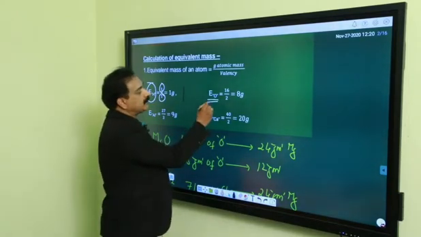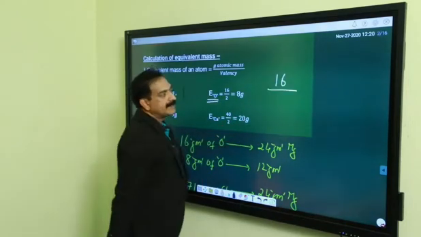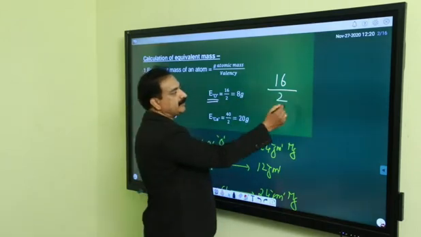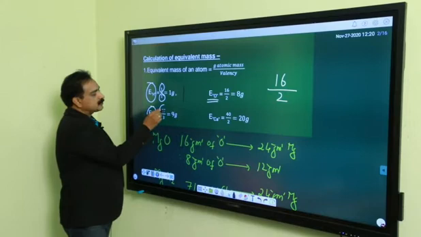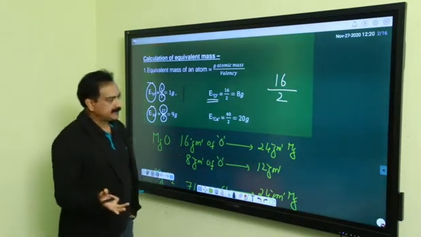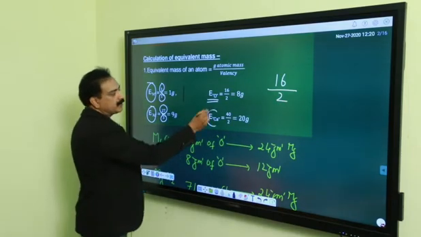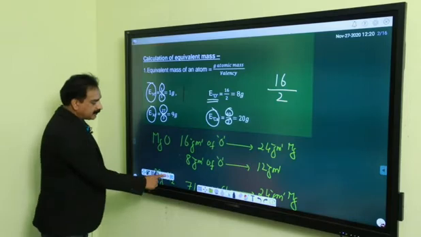What is the equivalent mass of oxygen? It is 16 divided by 2, where 16 is the atomic mass of oxygen and 2 is the valency. For aluminium, it is 27 by 3, where 27 is the atomic mass and 3 is the valency. Equivalent mass of calcium is 40 by 2, like that.